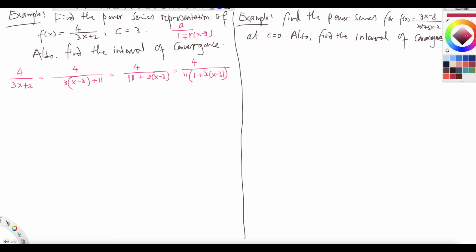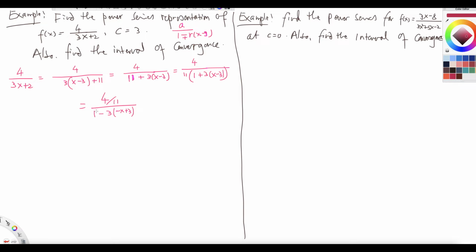Okay, what I meant there is like this. Let us see that. So I can write this as 4 over 11, and although you get plus, you can change it to minus. How? Let me write this way: 4 over 11 whole over 1 minus 3, and then negative x plus 3, right?